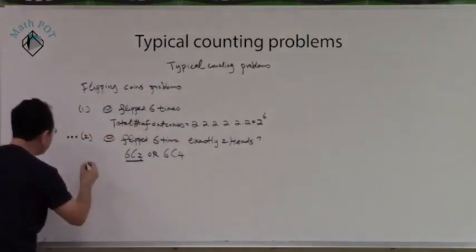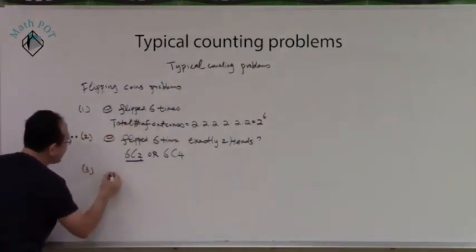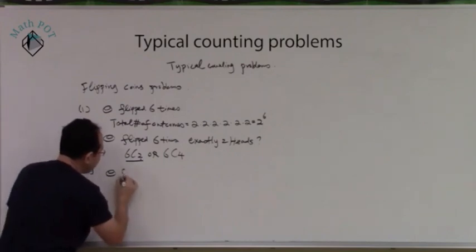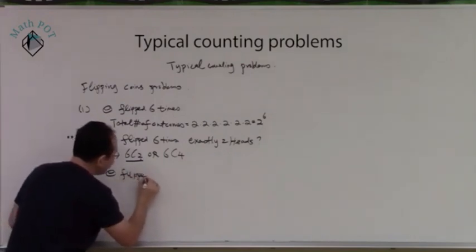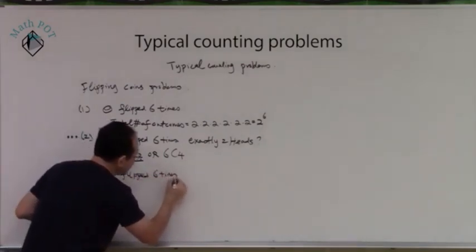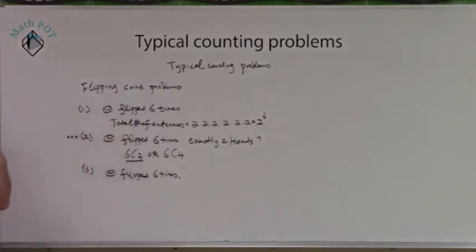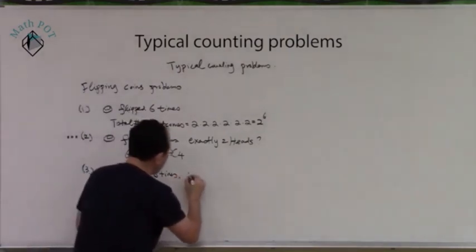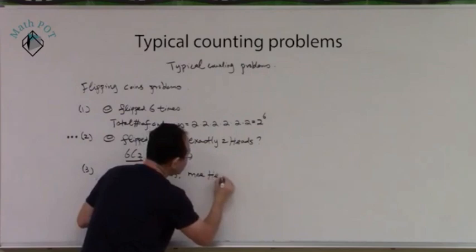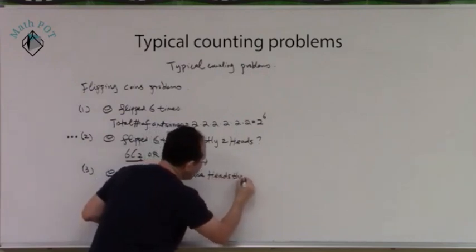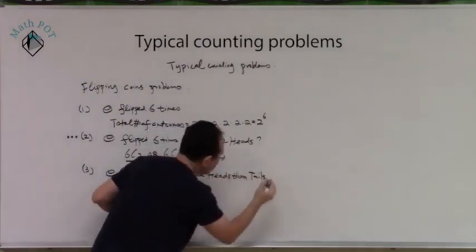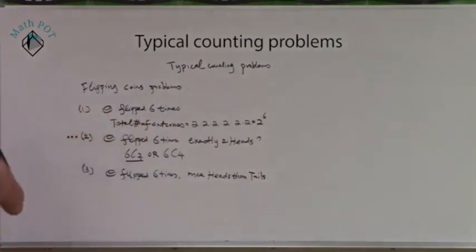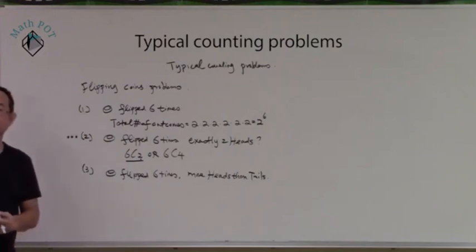Next one, let's try to figure out another one. How about flipping a coin six times? Let's figure out how many ways we end up with more heads than tails. Let's see how to solve this one. For this one, do we know how many heads and tails exactly? No. All we know is the number of heads is greater than the number of tails.